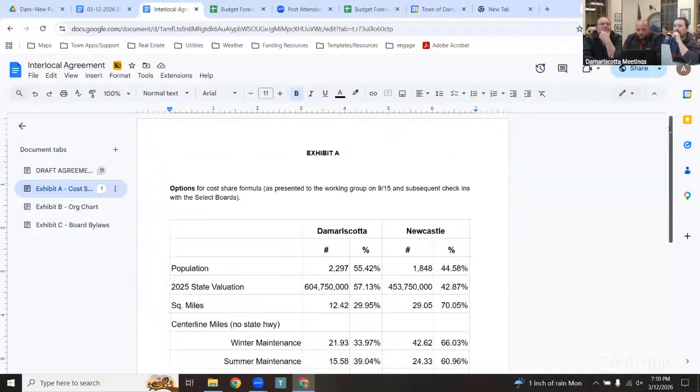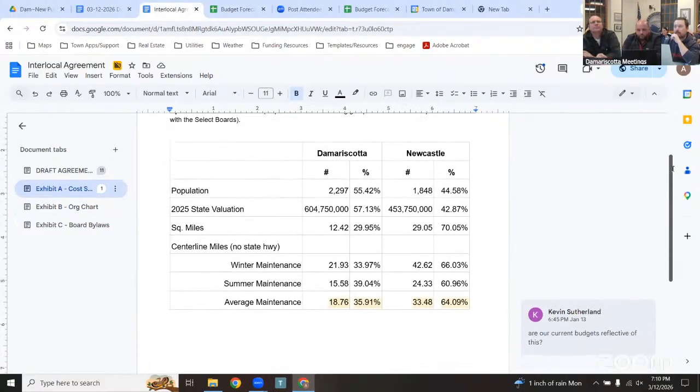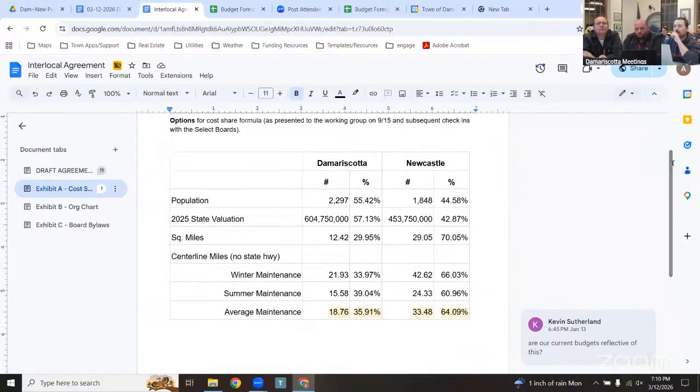So really, this is where I think the heart of it comes down to: what is this cost share formula that seems fair and equitable for both communities? And I don't know if we have to decide it as a group. We can inform the boards and then have a full debate there about what to present forward for the public.